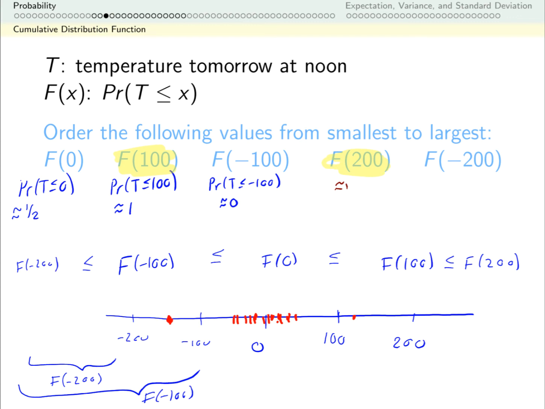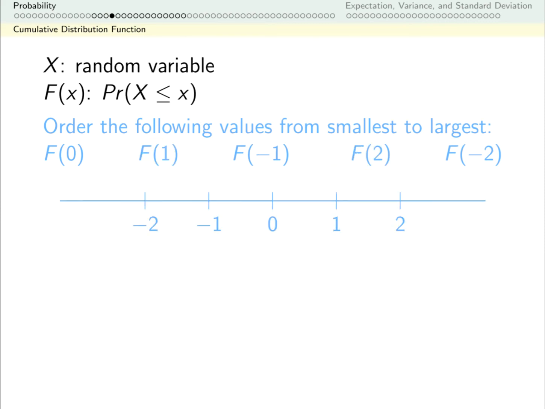And this argument, by the way, no longer has to be restricted to temperature. Any variable at all, no matter how it behaves, if I take this cumulative distribution function, I'm going to have f of negative 200 less than or equal to f of 100, and f of 100 less than or equal to f of 200. So now let's think of just a totally random event.